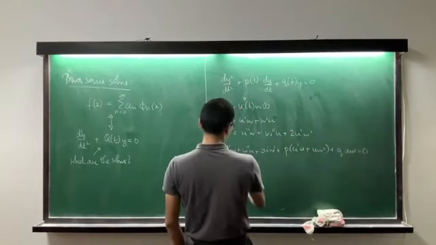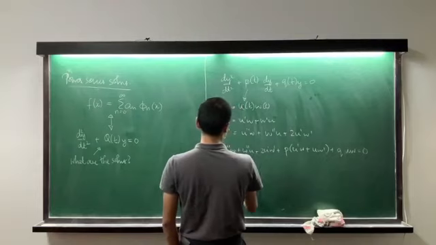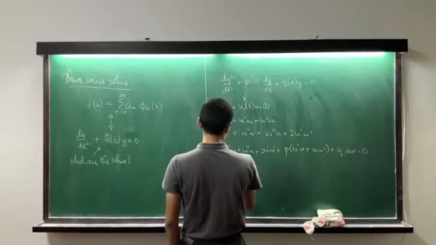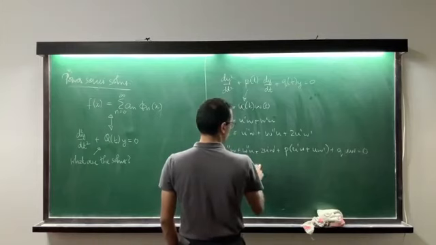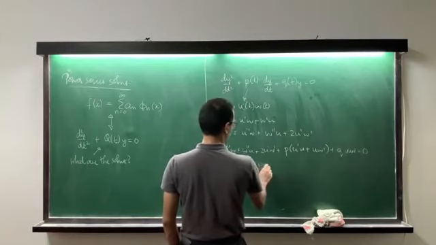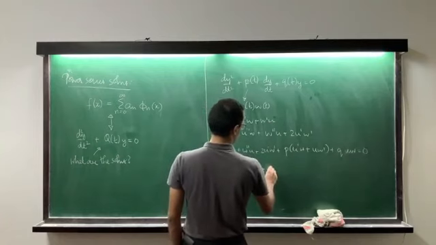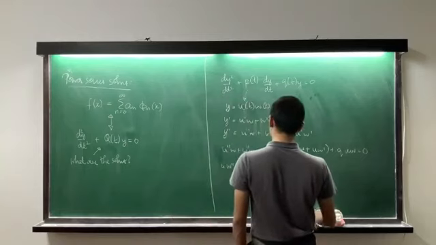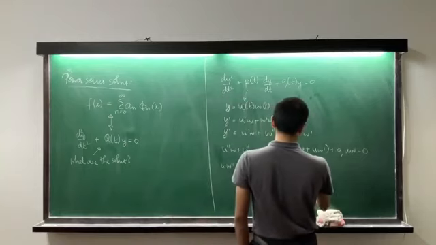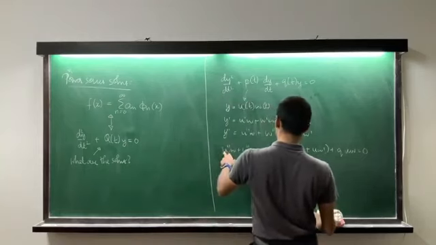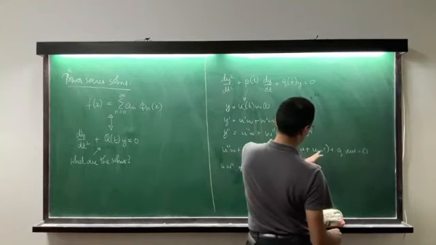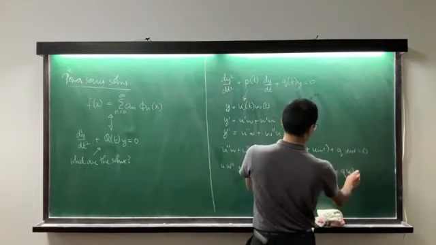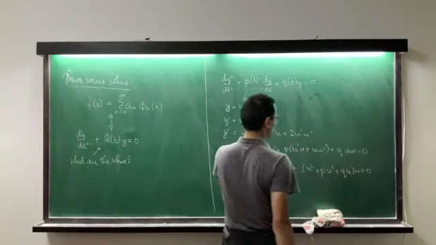So now I'm going to collect all powers of w. W double prime only has a u. W prime has 2u prime plus pu. Plus w has u double prime plus pu prime plus qu. Okay.